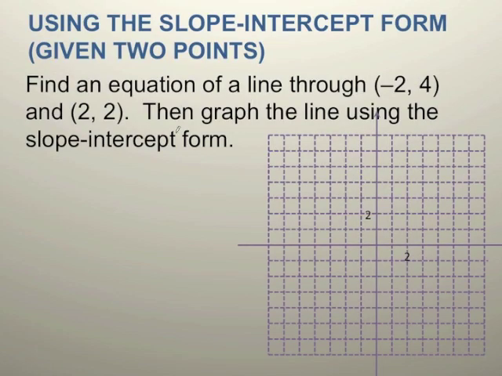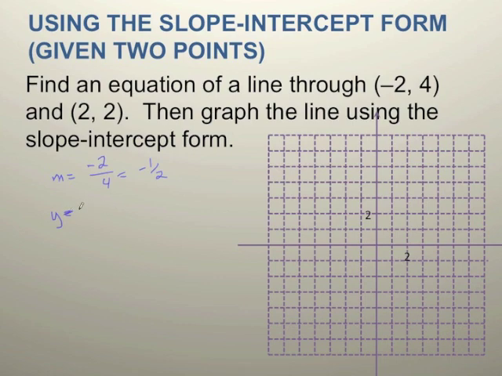They ask us to find an equation of a line through (-2, 4) and (2, 2), and then graph it using slope-intercept form. So let's go ahead and do the point-slope form, but first we need to find the slope. Change in y from 4 to 2, it went down 2. Change in x from -2 to 2, it went up 4. So the slope is -1/2.